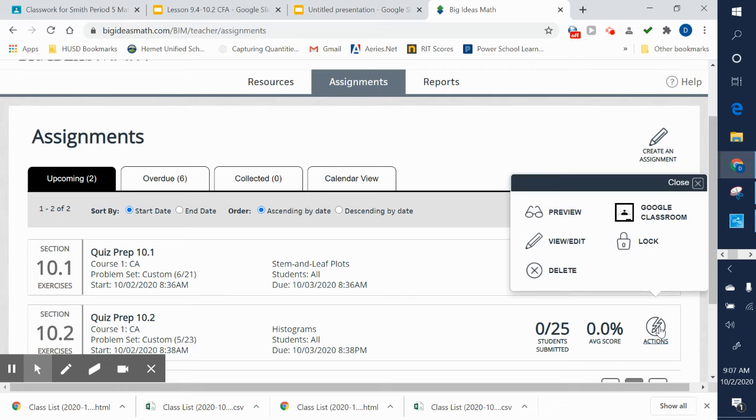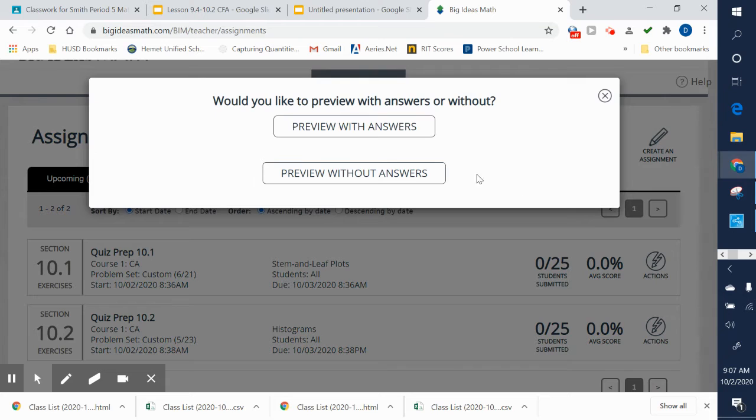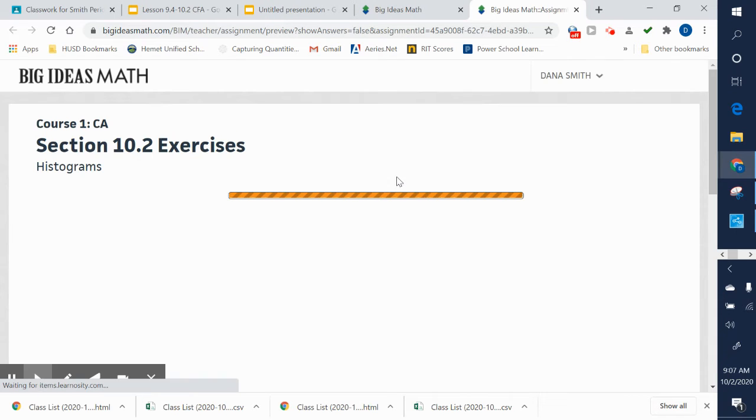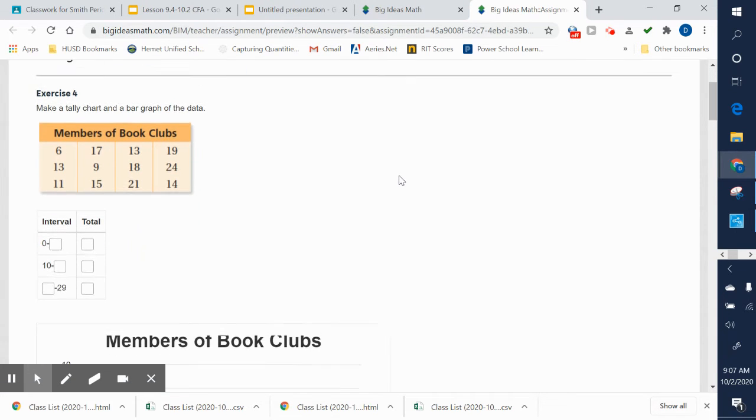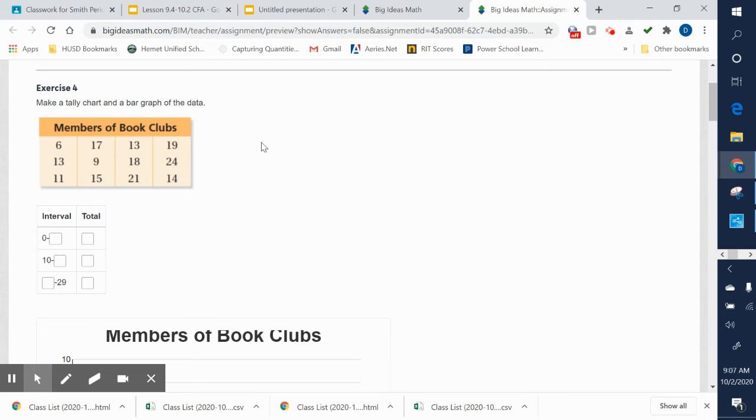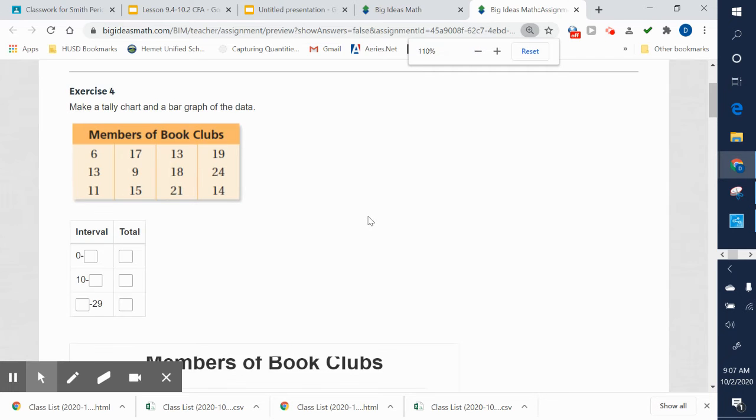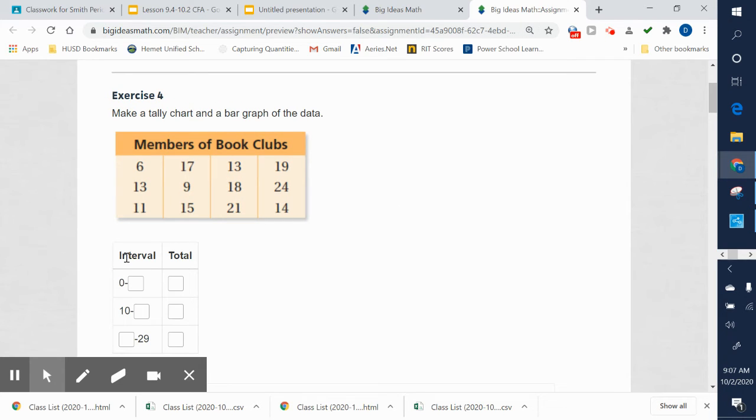10.2, working with histograms. Review without answers. So it says make a tally chart and a bar graph of the data. Here is where they're talking about the tally chart. So interval. We know on a histogram that intervals are the numbers that are listed across the bottom. The intervals all need to be the same value, the same amount of numbers.